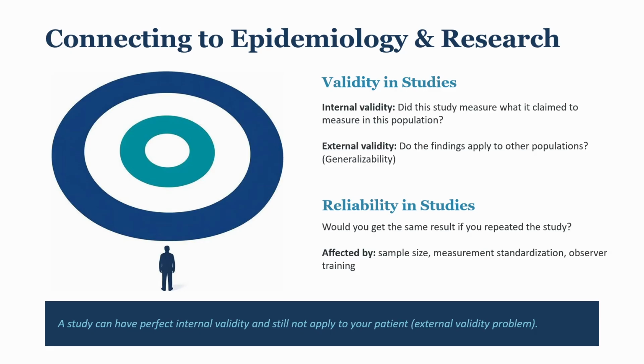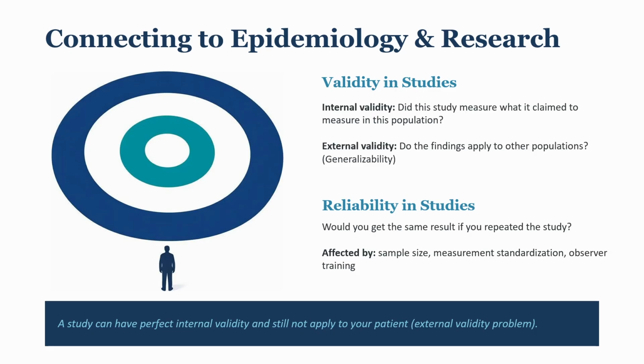A study with poor internal validity has gotten the wrong answer for its own study population, and if it's wrong there, it's certainly not applicable elsewhere. External validity, also called generalizability, asks, do the findings of this study apply beyond the specific population studied? A beautifully designed study of hospitalized referral level dogs may have excellent internal validity, but does it apply to your general practice patients? That's an external validity question.